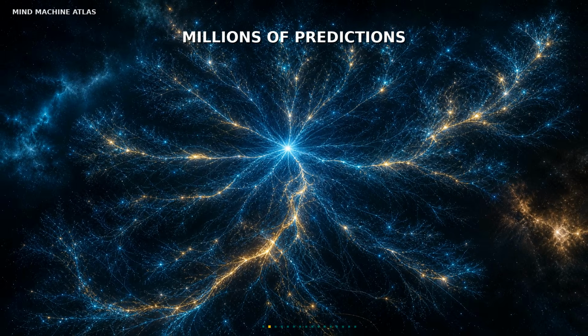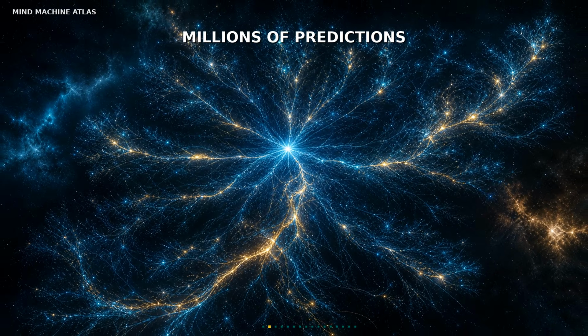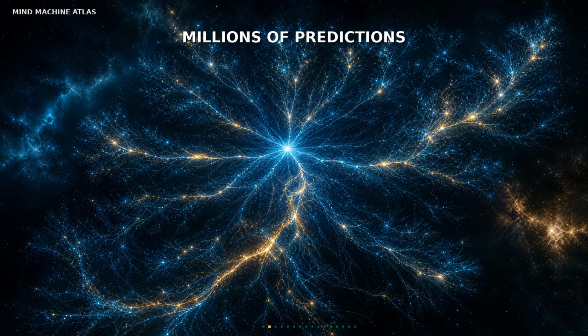Welcome to Mind Machine Atlas. Today, we are looking at how artificial intelligence simulates the World Cup, what data goes into the model, what happens when you run the tournament 1 million times, and why the favorite almost always loses.